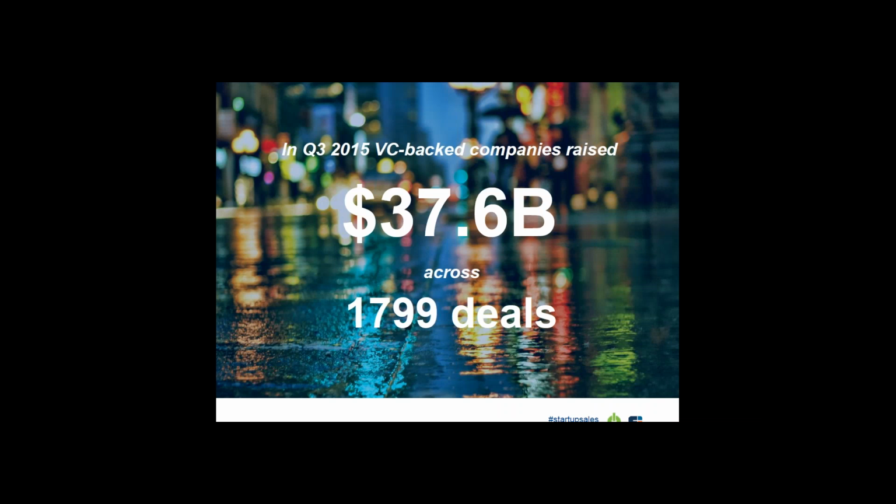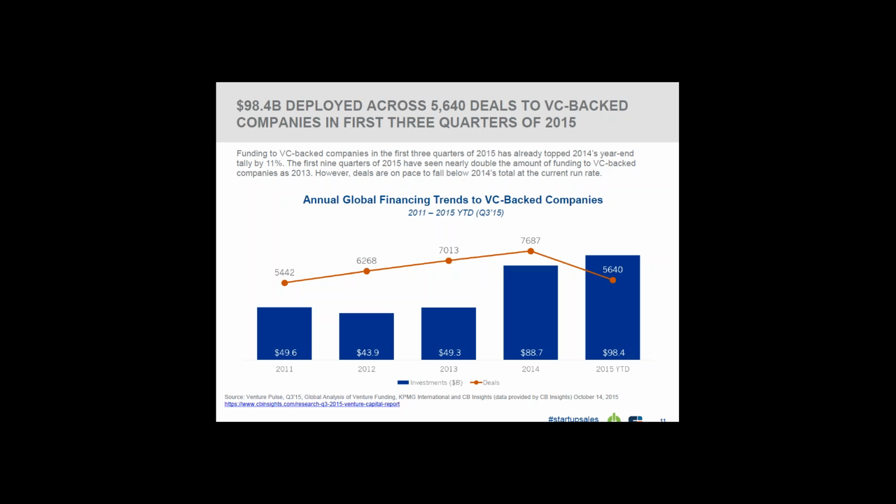In just the last quarter, so we're looking at July through September of 2015, almost $38 billion went into 1,799 deals, and these were just VC-backed companies. So this is not companies that had raised money from private equity or from angel investors. So this is not even the full sample. So pretty massive amounts of capital.